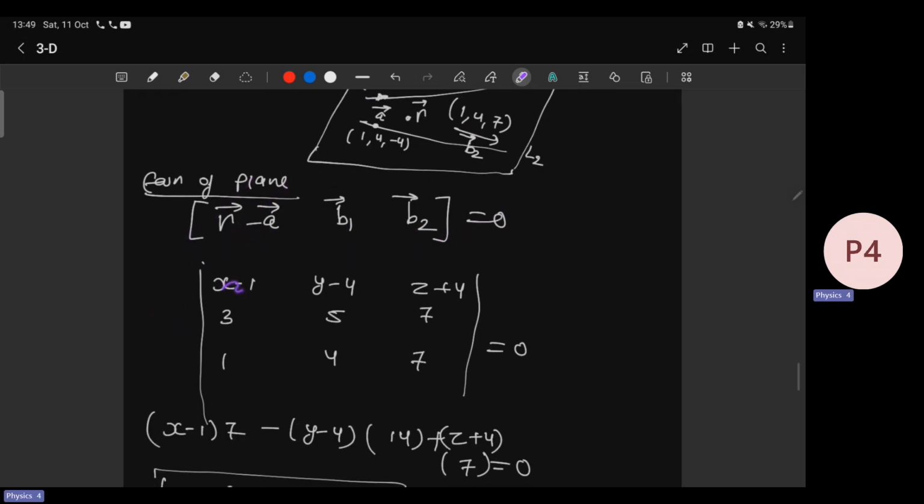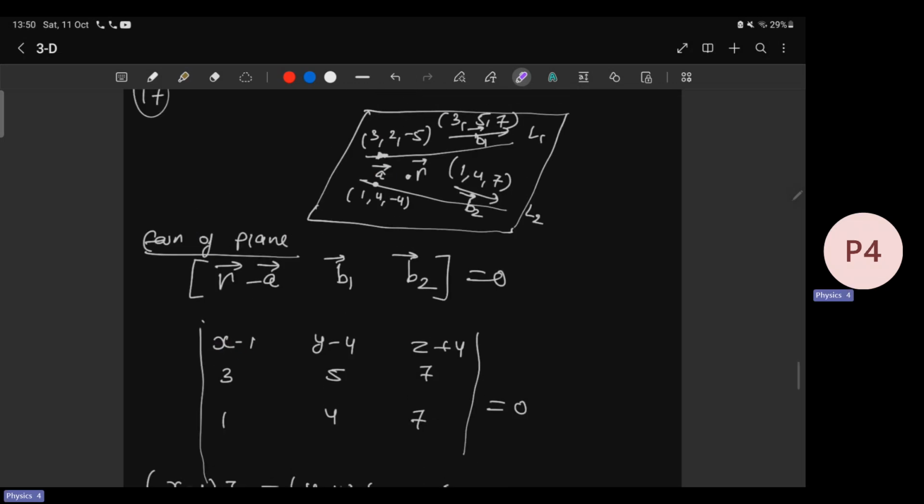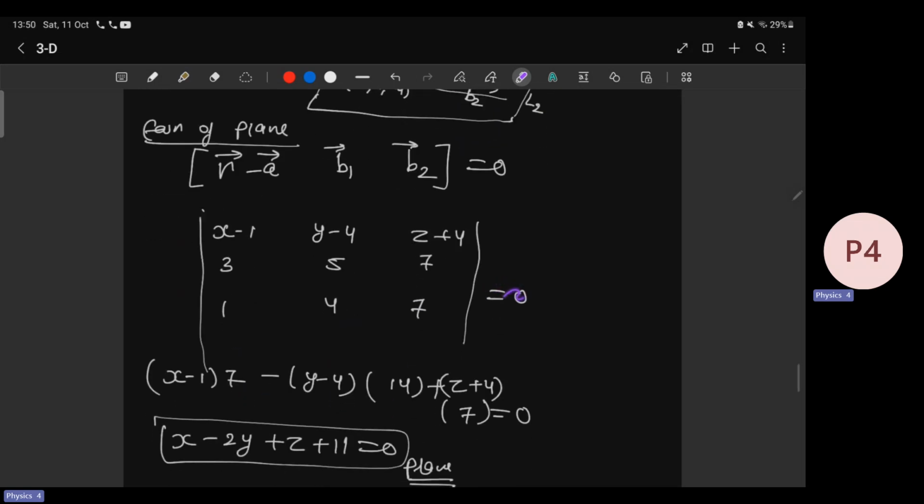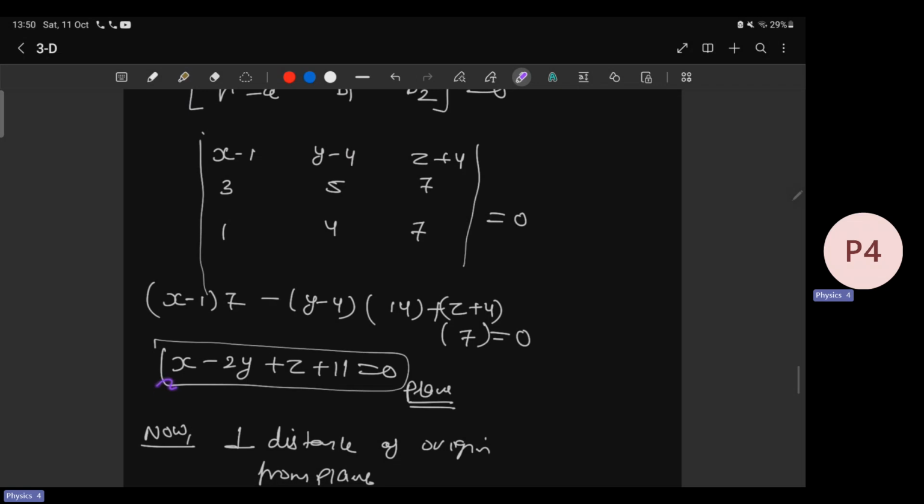So r minus a vector has the row x minus 1, y minus 4 and z plus 4. This is b1 vector: 3i cap, 5j cap, 7k cap, that is 3, 5 and 7. Now this is b2 vector, that is 1, 4 and 7. The determinant of these will be 0 and we got the equation of the plane as x minus 2y plus z plus 11 equal to 0. This is the equation of the plane.